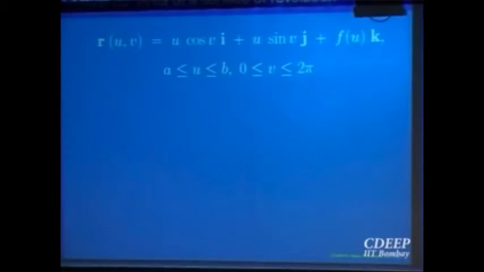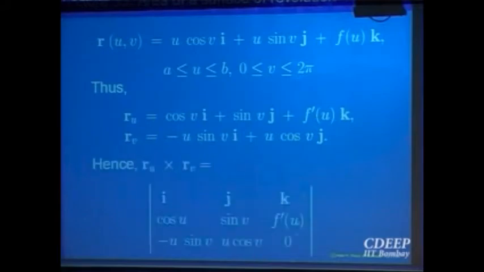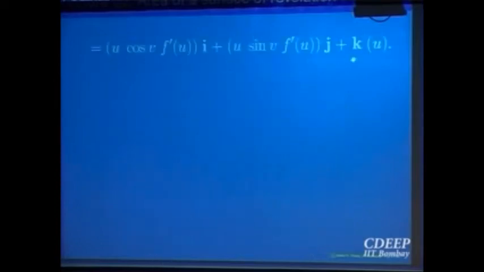So to find the surface area, what should we do? Find Ru, the partial derivative of this with respect to u, and Rv, the partial derivative with respect to v, then Ru cross Rv, calculate the norm, and put that value in the integral. Let us do that computation to assure ourselves that we actually get what we want. So Ru, the partial derivative with respect to u, is cos v, sin v, f prime of u. Similarly Ru cross Rv is the determinant. Put in the values and compute the coefficients.